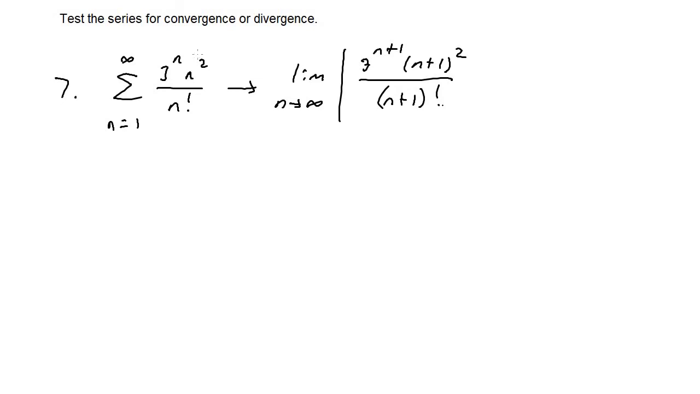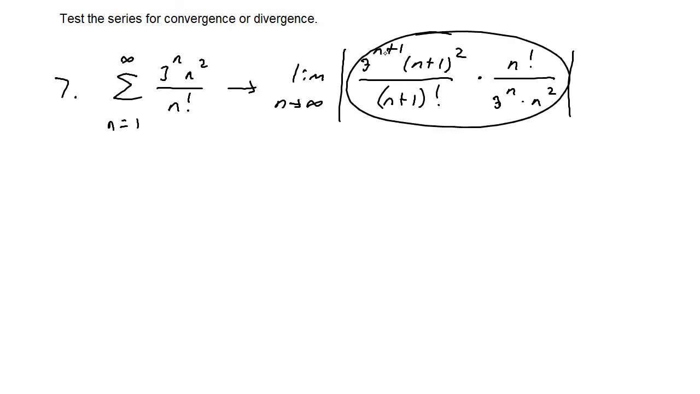And then we divide by the original sequence itself, but dividing by 3 to the n times n squared over n factorial is the same thing as multiplying by its reciprocal. So multiply by n factorial over 3 to the n times n squared. Now I'm going to skip the limit for right now and come back to it later. I'm just trying to simplify what's inside of the absolute value.